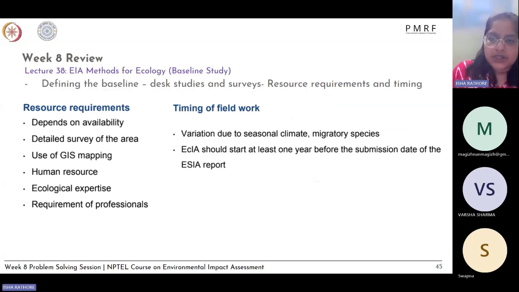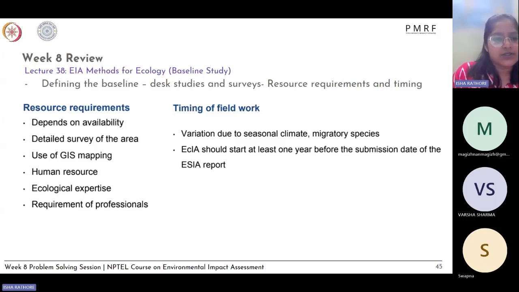For your field surveys, you need to first look at the variations which occur due to seasonal climate and migratory species if they are coming in, and what that time frame is. Then you also need to start at least 1 year before the submission of the environmental impact assessment report, because you need to give them a 1 year analysis on how the species migrate and which species come in and in what year and so on. So for fieldwork, you need to do that.